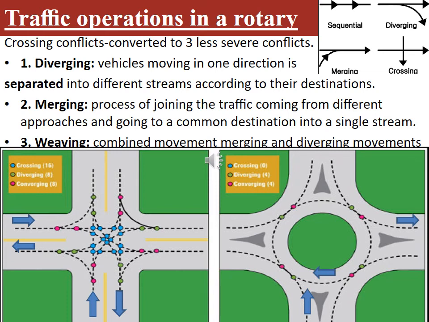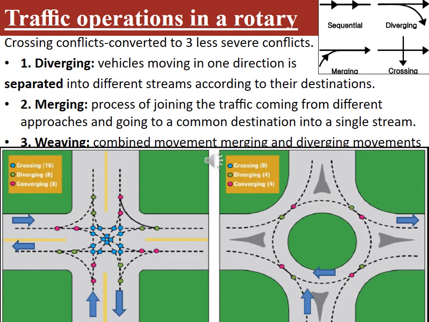Here, in a two-way, two-lane intersection, you can see there are 16 conflict points. In the first figure, you can see the 16 conflict points are marked in blue color. In Indian condition, red color is given as diverging conflict points in this figure.